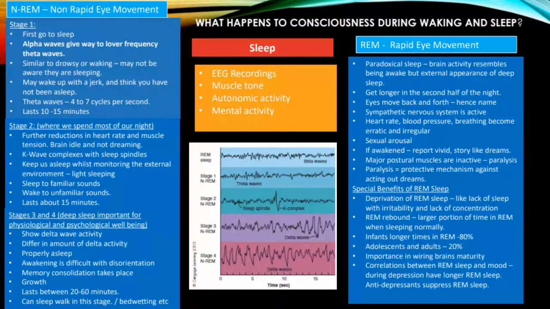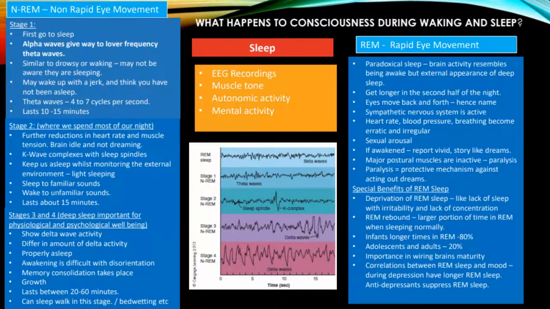Our major muscles become quite paralyzed. Those muscles become quite rigid, and that's really the body's protective mechanism against acting out our dreams. So if we're having a very vivid dream about fighting in a Roman battle or something, we don't leap out of bed and start swashbuckling a sword around the bedroom. We actually remain quite rigid, and that's our body's way of protecting us against that kind of thing. So the dreaming, that busy brain activity, happens in this part of sleep.